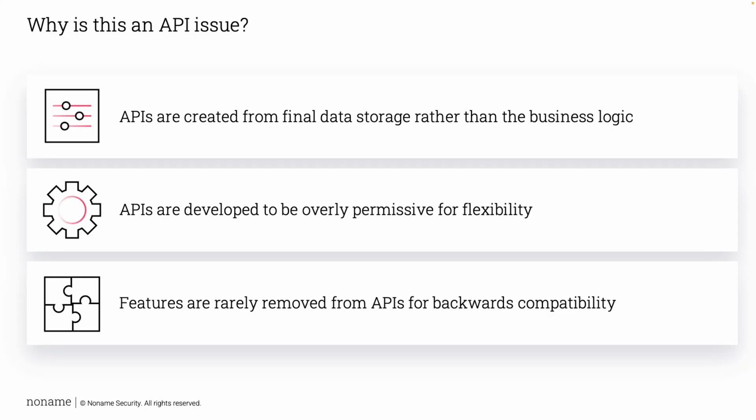So why is this an API issue? APIs are often created from the final data storage rather than the business logic. They start out broad, they have these overly permissive parameters and overly permissive properties for flexibility in the development cycle, but they may not necessarily be removed, particularly for backwards compatibility reasons, where they may want to keep a property because it might be being used elsewhere.